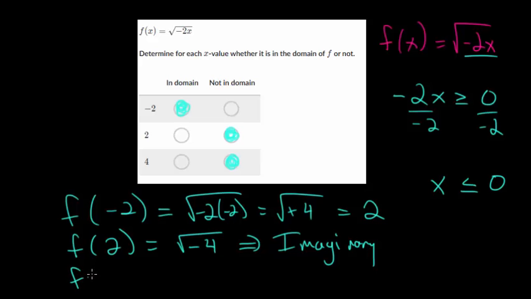And when we put in f of 4, you get minus 2 times 4, or the square root of minus 8, which again, that is an imaginary number. So with these, as long as whatever is under the square root ends up being positive when you put in your different x values, then it'll be in the domain. But if it ends up being something negative, like at 2 and 4, or really any positive x value, then you're going to deal with these imaginary solutions.